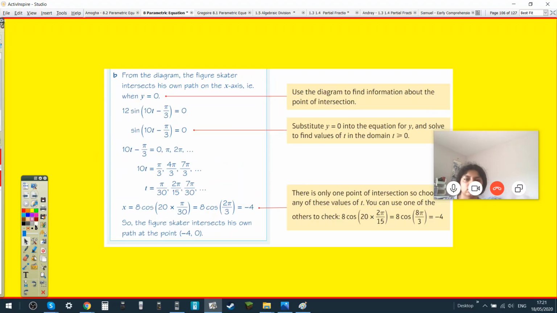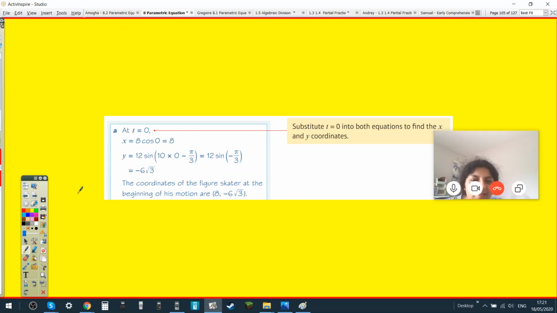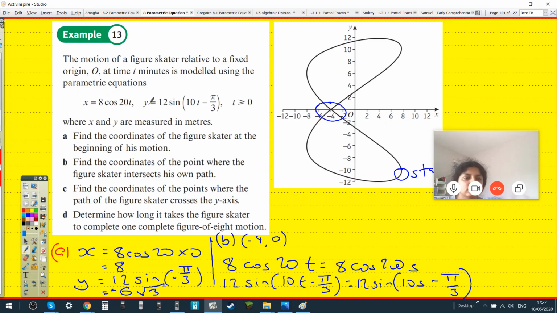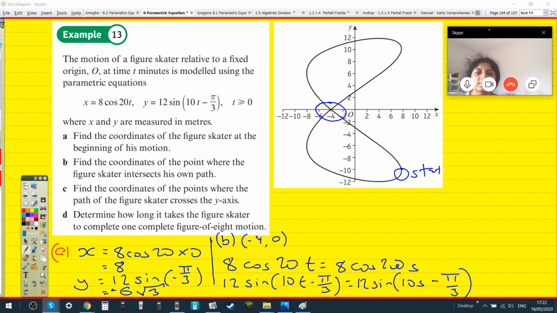Oh, it looks like it was probably a big deal. From the diagram. Yeah, so you just get it from the diagram. -4, 0. It looks like they had a method. They just made the y equal to 0. From the diagram, the figure skater intersects his own path on the x-axis, i.e. when y is 0. So they just let y be equal to 0 and solved for t. You don't need to solve anything.